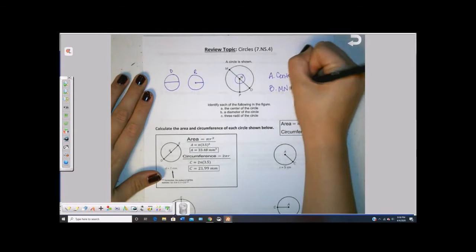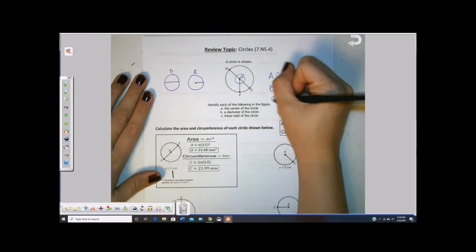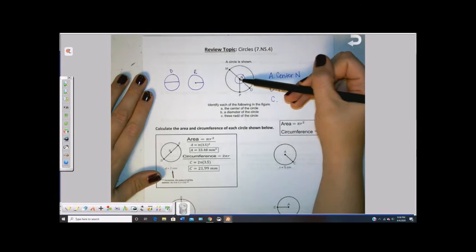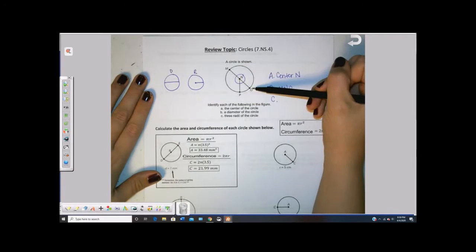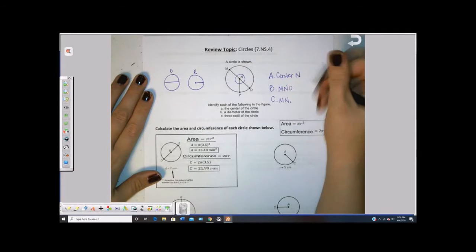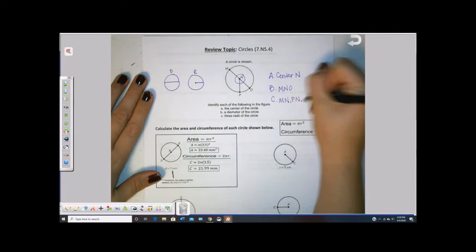You could also just say ONM or OM anyway. And then the radius was half. So all three of those points leading halfway is a radius. So it would be MN, PN, and ON.